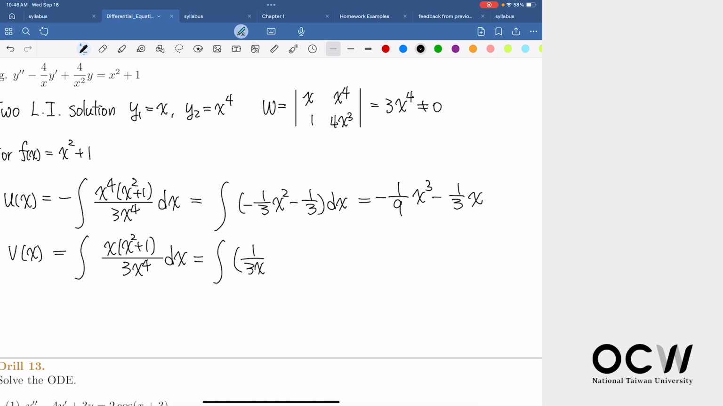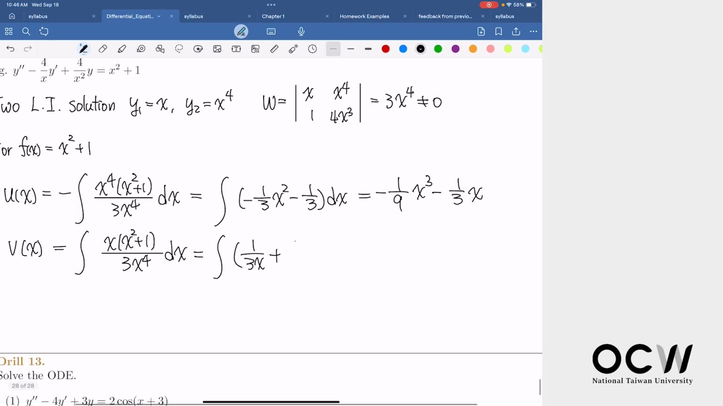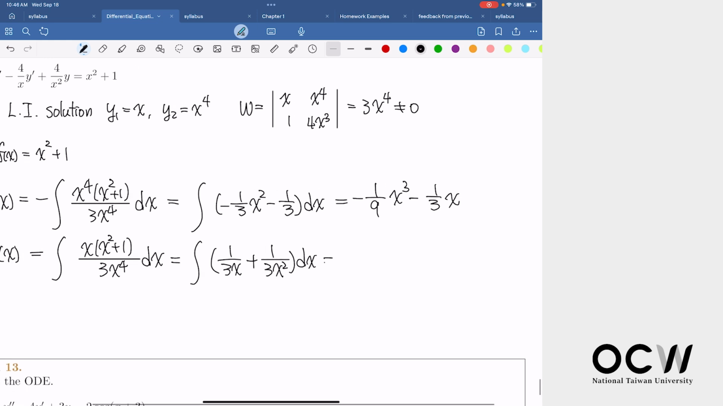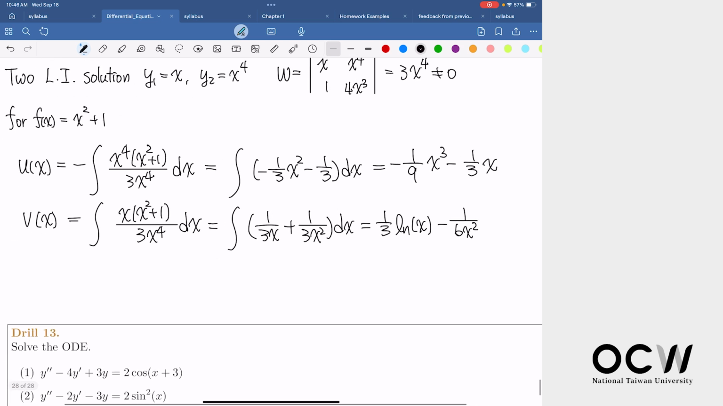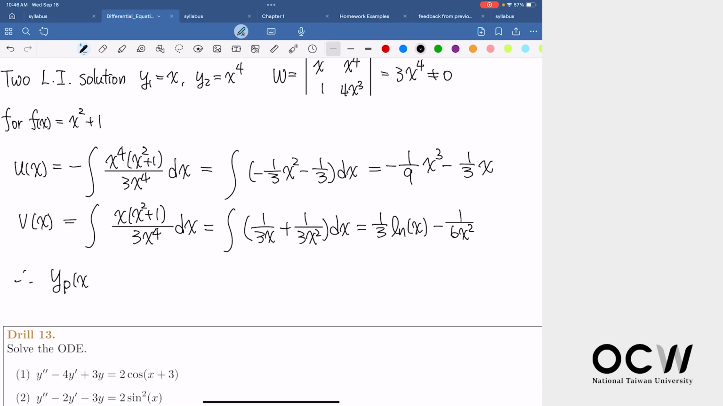If you are stuck in the middle of the process, just let the TA or me know. Okay, you can figure out how to do this. Here I give you the final answer. So the particular solution is u times y1 plus v times y2. And remember that this is just the particular solution, not the general solution.